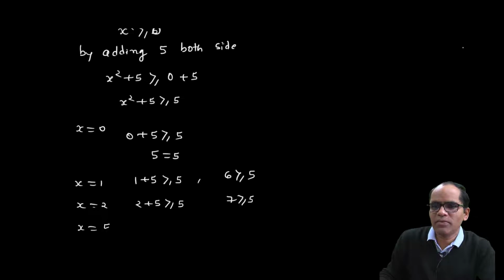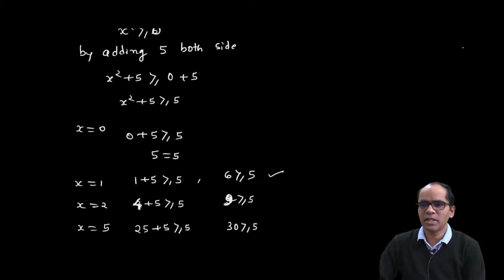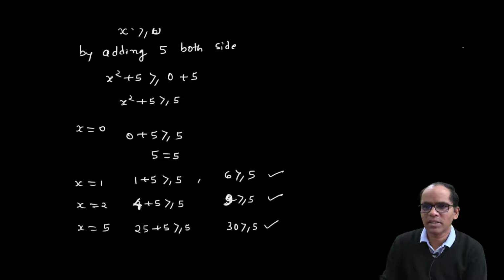Suppose x equal 5, okay. Sorry, x equal 2, so this will become 4, the square is there, no? So 4 plus 9. If you are putting 5, so that will be 25 plus 5 is greater than equal to 5. So 30 is greater than equal to 5. Yes, all the conditions are true here, okay.